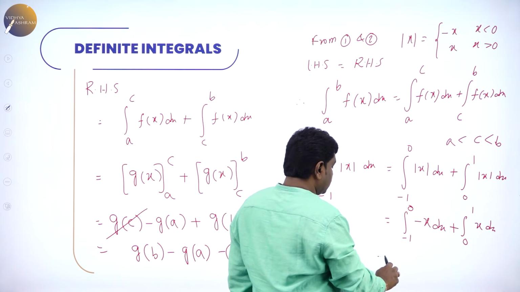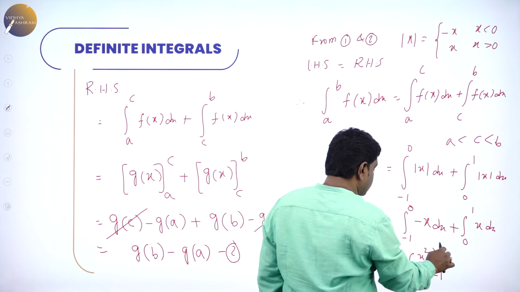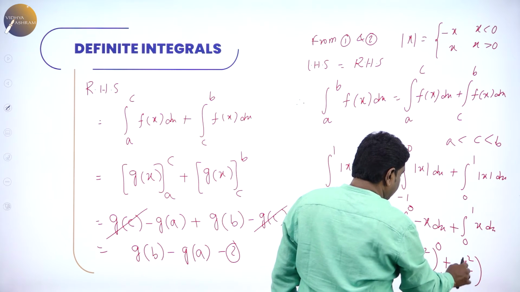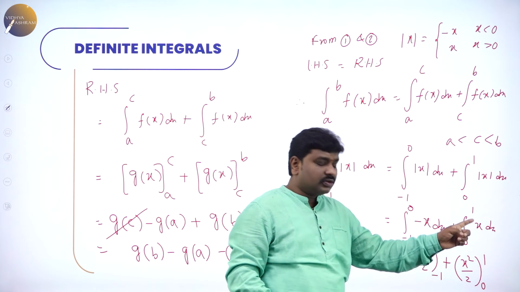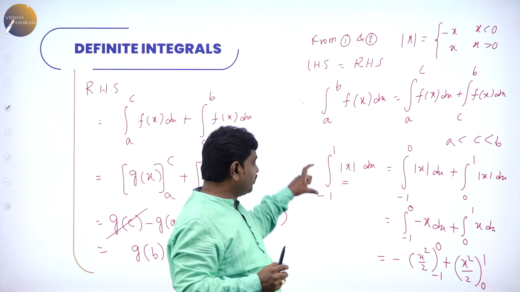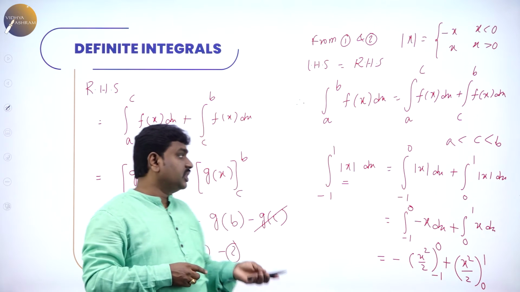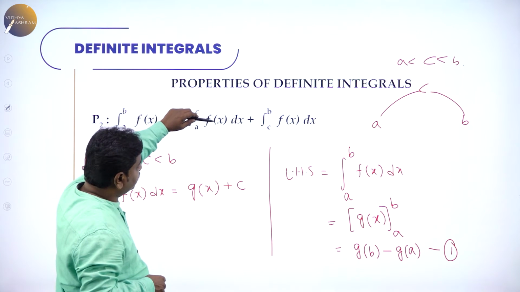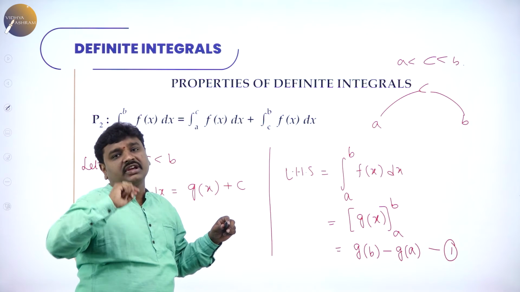Now you can integrate. What is integration of x? X square by 2, from minus 1 to 0. And plus integration of this is x square by 2, from 0 to 1. Now again apply upper limit minus lower limit for this, and you will get the value. So where a problem has more than one value for the function between the limits, we can use this property. Integration of a to b f of x dx can be written as integration of a to c f of x dx plus integration of c to b f of x dx, where c is a value between a and b.